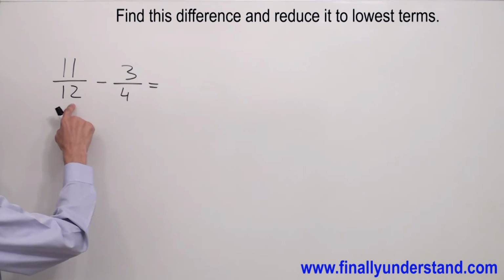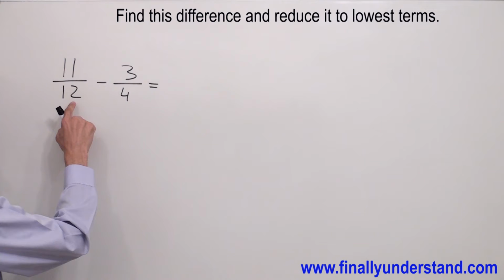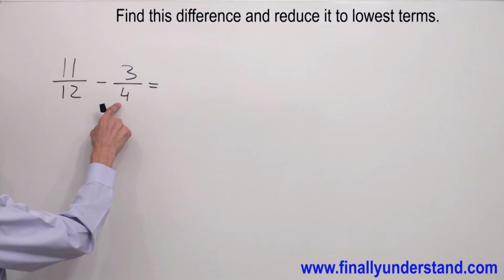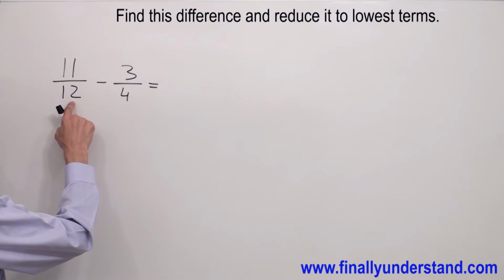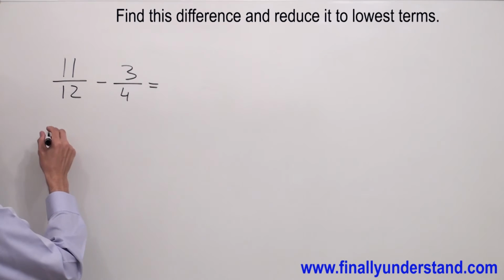11 over 12 minus 3 over 4. Let's take a look at the denominators. First, what you're supposed to do, you have to divide 4 into 12. In other words, 12 is evenly divisible by 4, okay?